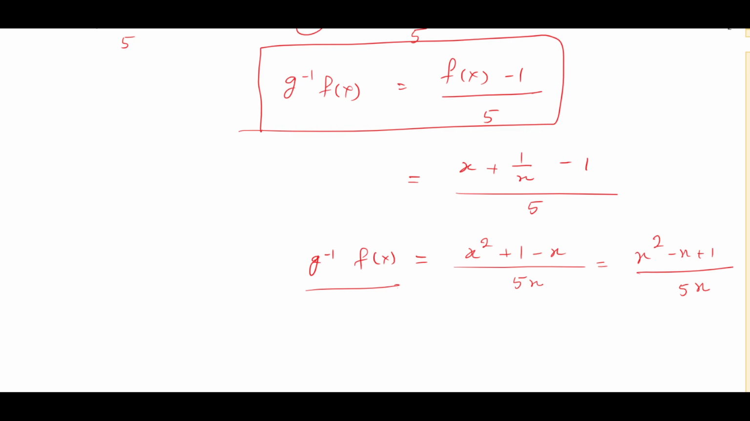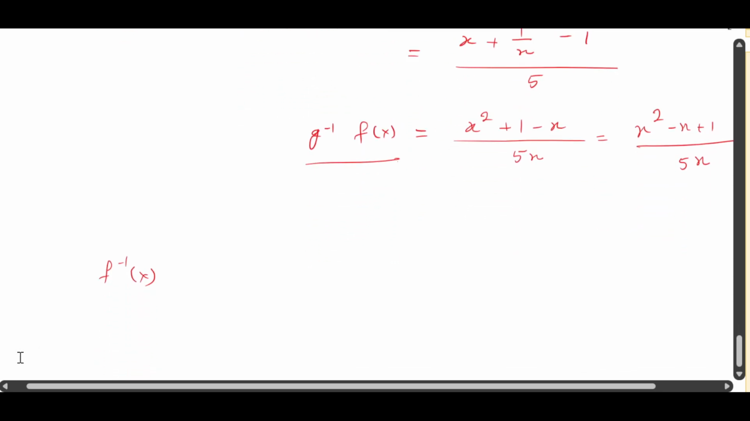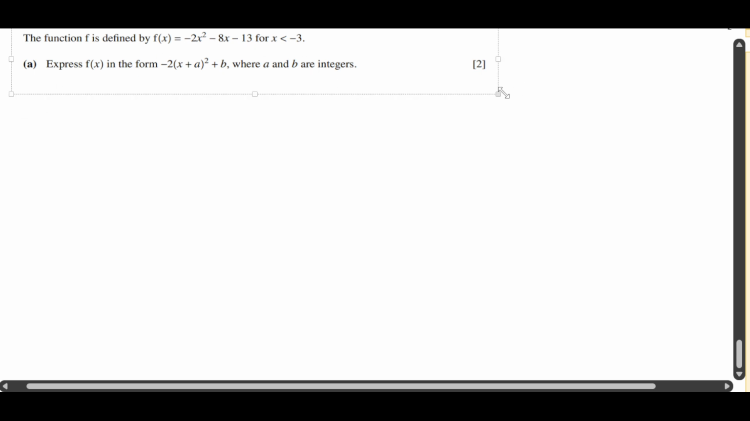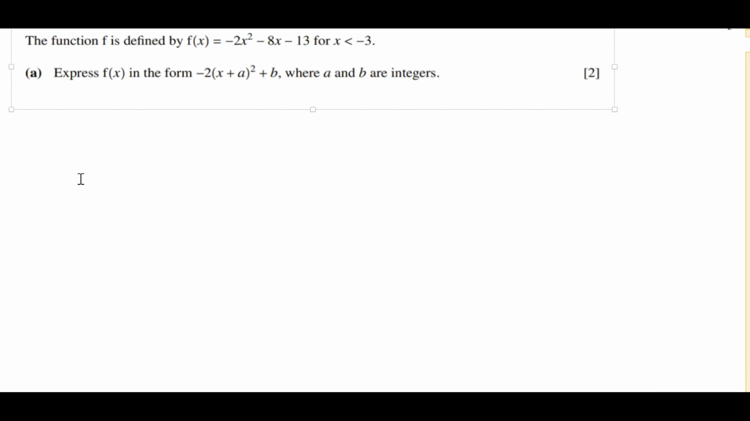Shall we move to the next question? Okay, this is our next question. The function f is defined by f(x) equals minus 2x square minus 8x minus 13 for x less than minus 3. Express f(x) in the form of minus 2 times (x plus a) the whole square plus b, where a and b are integers.